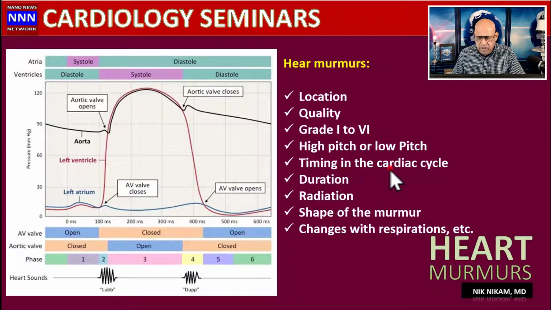Then timing in the cardiac cycle, as I said: is this pre-systolic, early systolic, mid-systolic, late systolic, or diastolic? The duration of the murmur: the aortic stenosis murmur is crescendo-decrescendo, whereas a mitral regurgitation or tricuspid regurgitation murmur is continuous, sort of holosystolic. It lasts through the entire systolic phase. The shape of the murmur: as we draw a phonogram, you see the shape of the murmur like an audio recording. Then changes with respirations, position, and drugs.